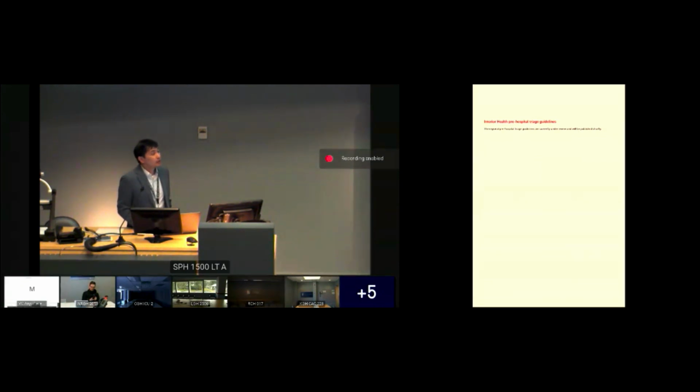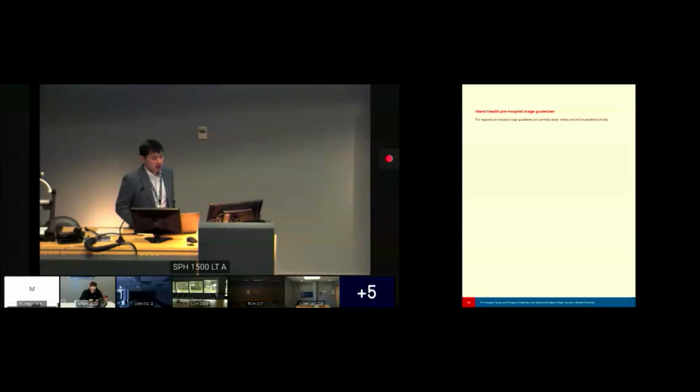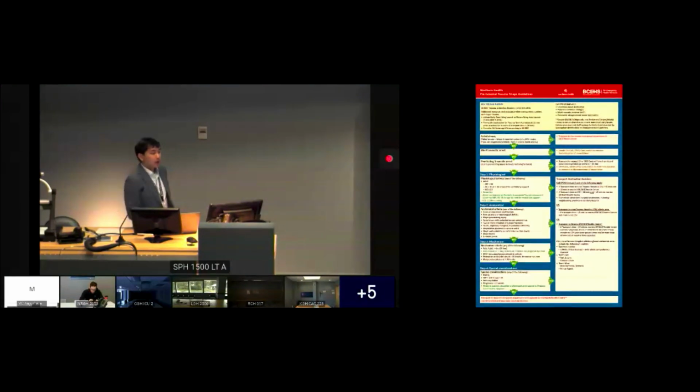So the Interior has been working on their algorithms, and they're currently under review and going to be published shortly. And the same thing with the island. Northern has a set of sort of the guidelines published as well. And it's a bit more complicated in terms of the decision algorithm. Now, if you're within the Prince George or your lead trauma hospital sort of area, within sort of 15 minutes, then you're going to go to your nearest lead trauma hospital.